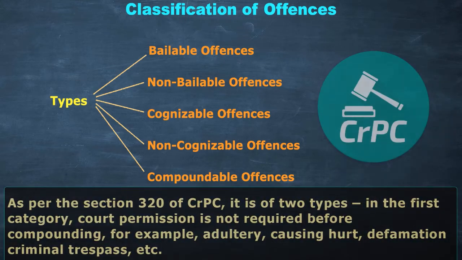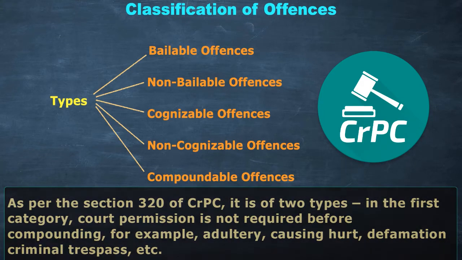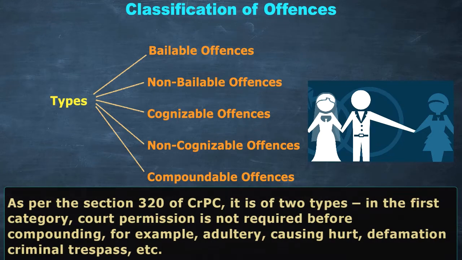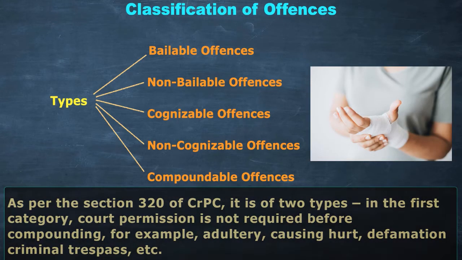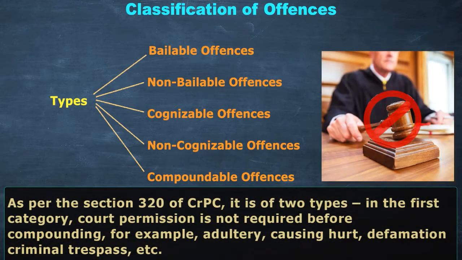As per section 320 of CRPC, the compoundable offense is of two types. The first one is where court permission is not required before compounding. For example, adultery, causing hurt, defamation, criminal trespass, etc. These are the kind of offenses for which compromise is possible without the permission of the court. Or in other words, for such offenses, court permission is not required to compromise or to compound.